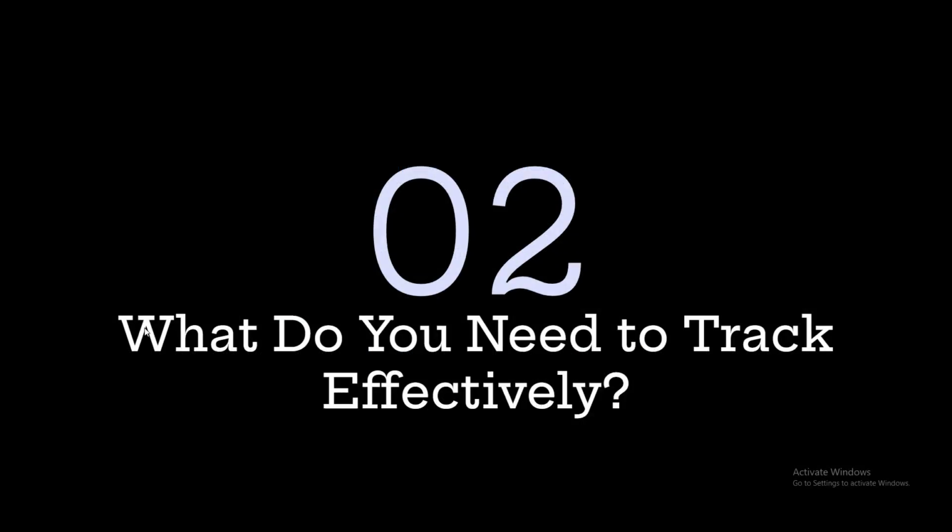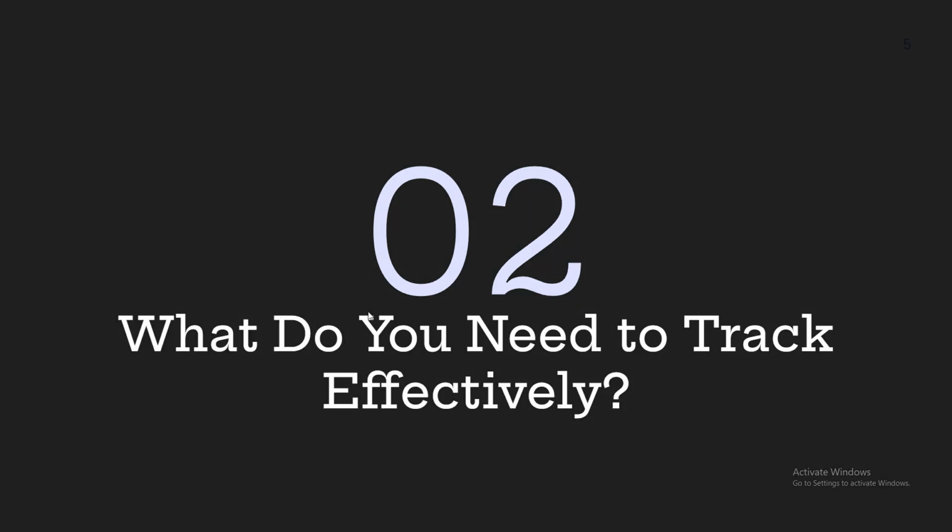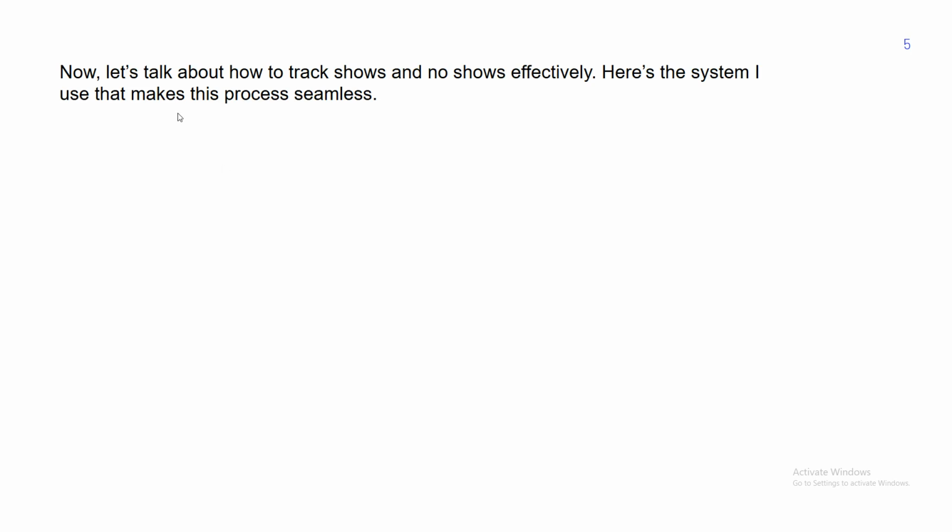Second thing we're going to talk about is what do you need to do to effectively track the no-shows and shows. So we'll talk about how to track them effectively. Here's a system I use to make this process seamless. So we have to have an automated system for text follow-ups.